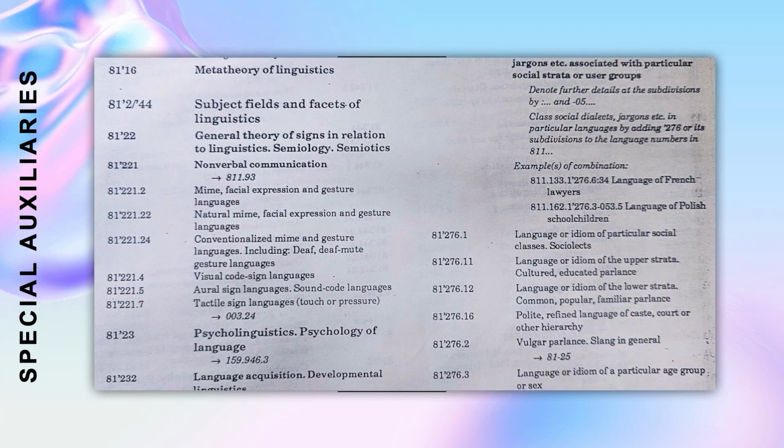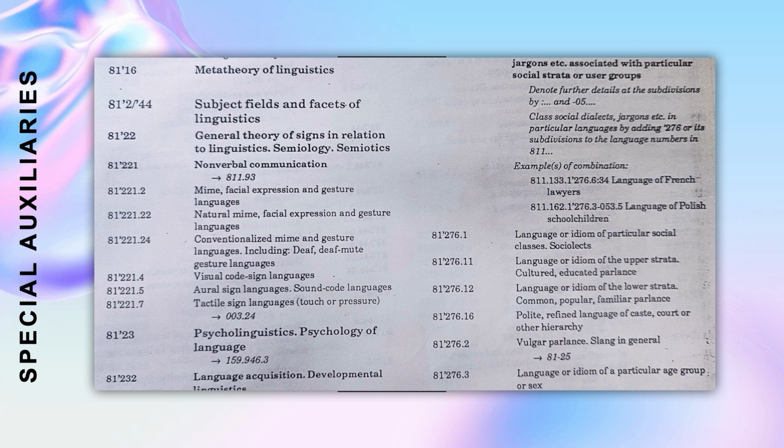Okay, so you see the portion of the schedule in UDC. The 81'16, that is metatheory of linguistics. Basically 81 is for language, linguistics, and '16 is a special auxiliary of linguistics, that is called metatheory of linguistics. So again you see 81'2 to '44, all the subject fields and facets of linguistics.